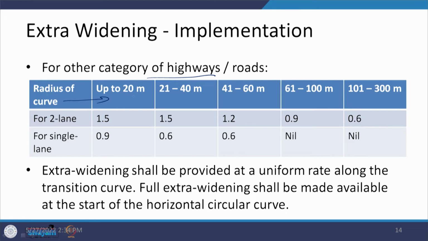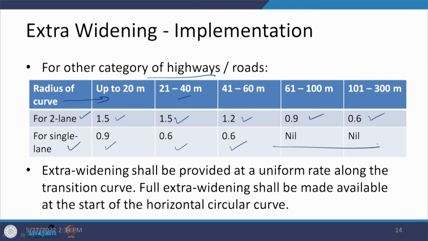So, up to 20 meters for a 2 lane system, it is 1.5, up to 40 meters it remains 1.5, then up to 60 meters reduces to 1.2, then for 100 meters reduces to 0.9, and then 300 meters reduces to 0.6. Whereas, for a single lane system, it is 0.9 up to 20 meters, 0.6 up to 40 meters, and remains 0.6 up to 60 meters, and after that it becomes nil. So, these are the values which we are going to provide.